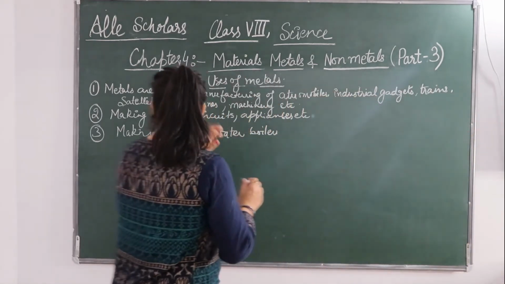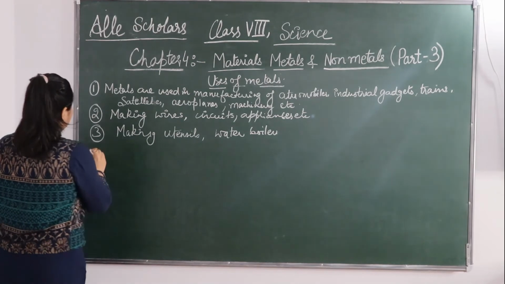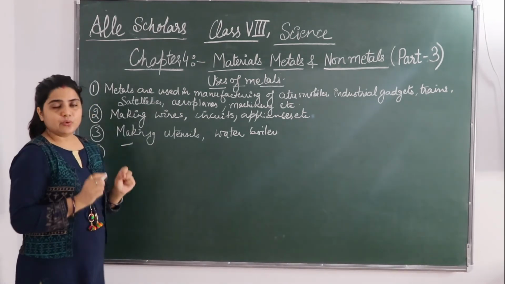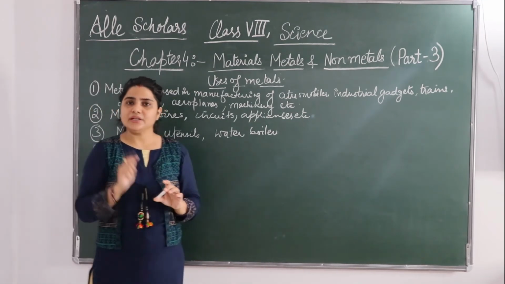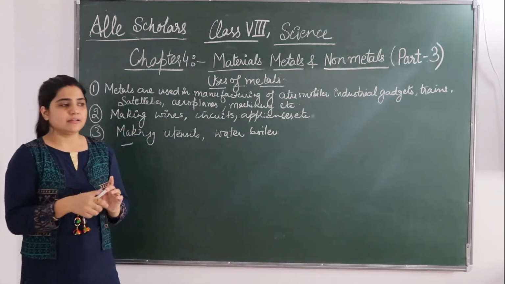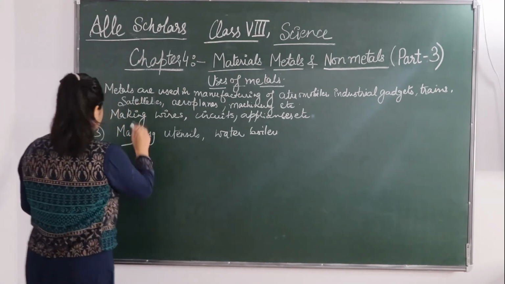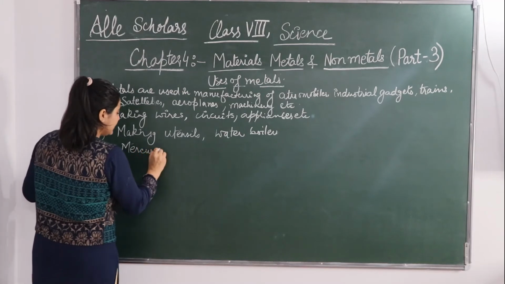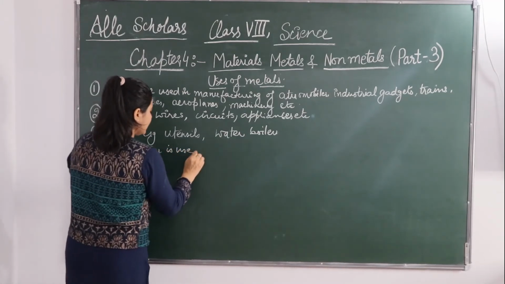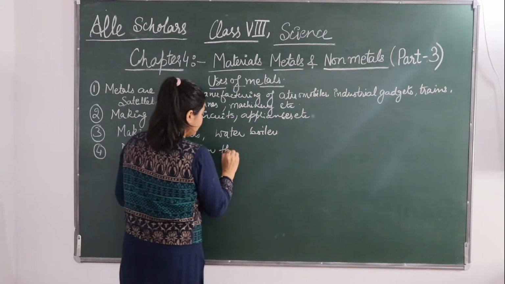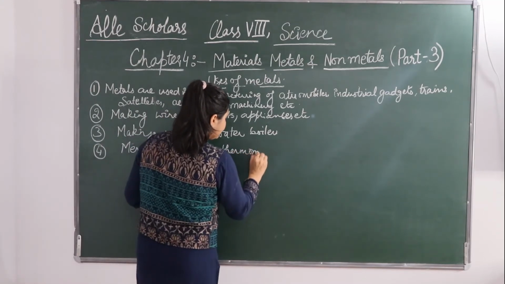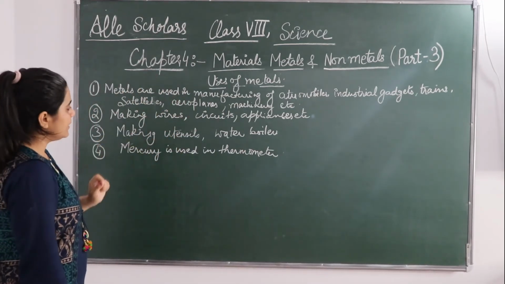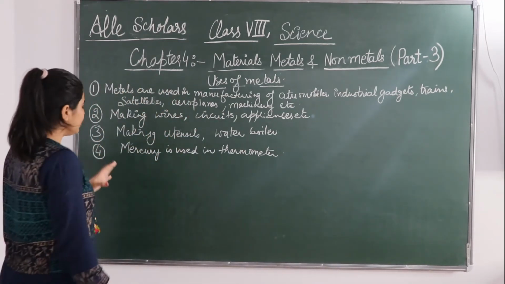Next, let's see that metal is used in a thermometer. Can you guess which metal is used in a thermometer? Mercury. Mercury is a metal which is used in a thermometer. So you can see there is a wide variety where these metals can be used.